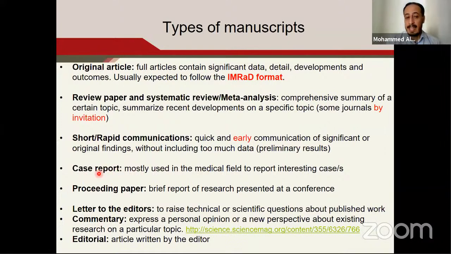We also have, in medicine, the case report. This is mostly by a medical doctor or researcher who has a certain genetic abnormality in their hospital, and they can write a whole manuscript based on one case. We have the proceeding paper. If you participate in a conference, some conferences ask you to submit a whole manuscript. It's not an original article, we call it a proceeding paper.